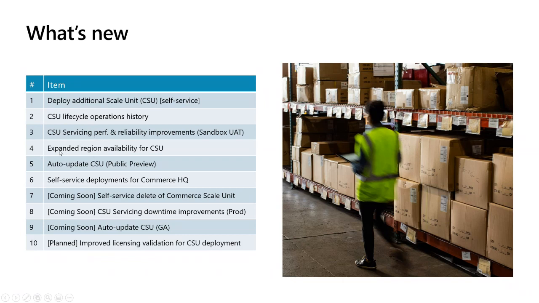We'll go over region availability for CSU. We've expanded to additional regions. Then we'll talk about auto update for CSU, when it's going to be available and what it means for you. We'll also look at self-service deployments for Commerce HQ, which is available and what impact it has on you. And then we'll talk about what capabilities are coming soon in terms of CSU manageability and what things we have in the pipeline in a planned phase.